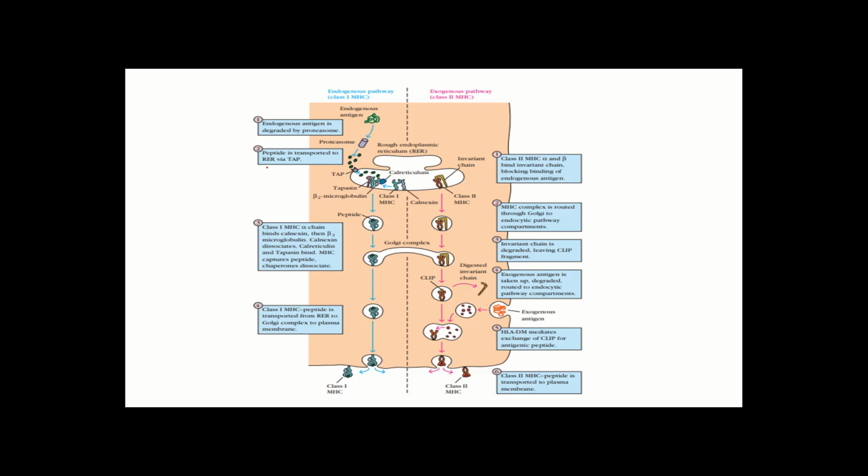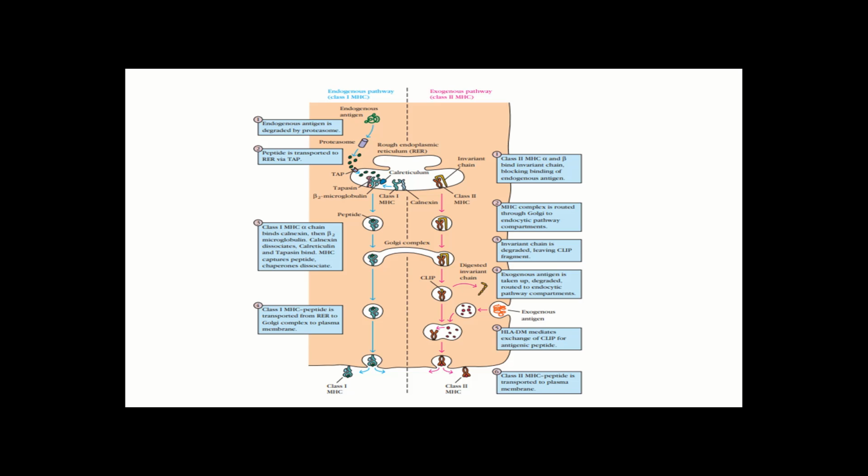Now this antigenic peptide will be transported into the rough endoplasmic reticulum via this TAP. After getting inside through TAP, the antigenic peptides come into the lumen of the rough endoplasmic reticulum. After that, this blue one is the class 1 MHC protein. First this class 1 MHC alpha chain will bind to the calnexin, right?